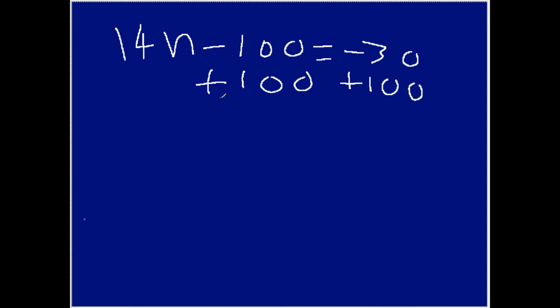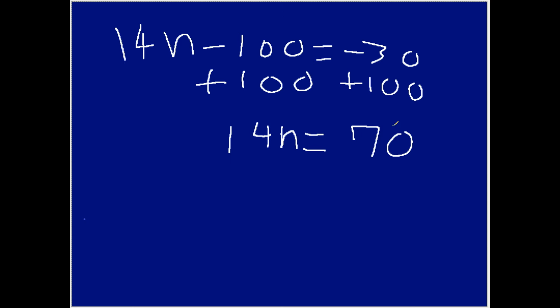So negative 100 plus 100 is going to be 0. So we have the 14n alone. This should look familiar. And now negative 30 plus 100 is going to be positive 70. Now, again, we're one step closer to isolating the variable n. But now we still have 14 times n equals 70. The opposite of multiplying is going to be divide. By dividing 14n by 14, we can cancel out the 14 and have the variable alone.